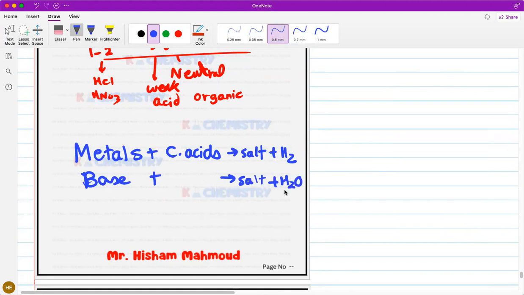Excellent job. If it is plus the carbonates, salt plus water plus CO2. Very good. Salt plus water plus CO2.